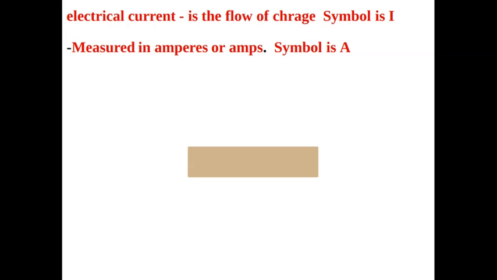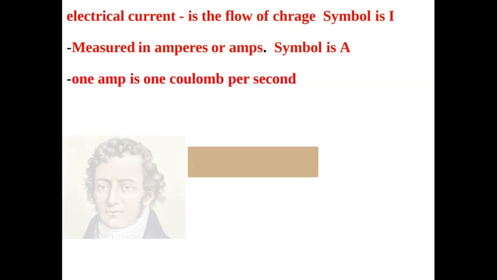So, what is an ampere? What's an amp? Well, an amp is a coulomb per second. So, if you say there are 10 amps flowing in a circuit, that means there are 10 coulombs flowing by a given part of the wire at any given moment in time.